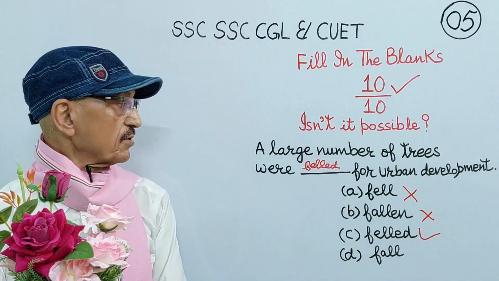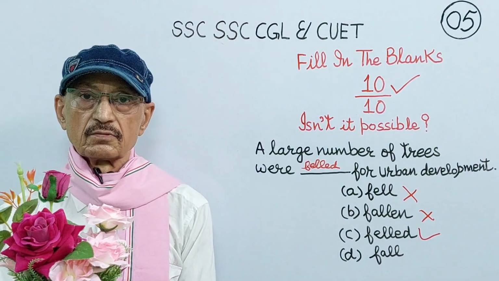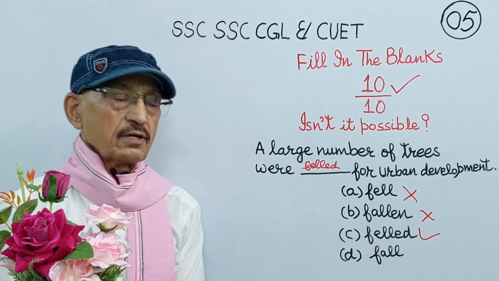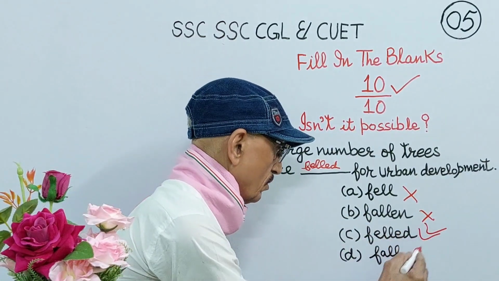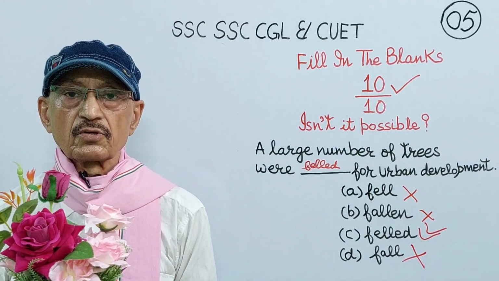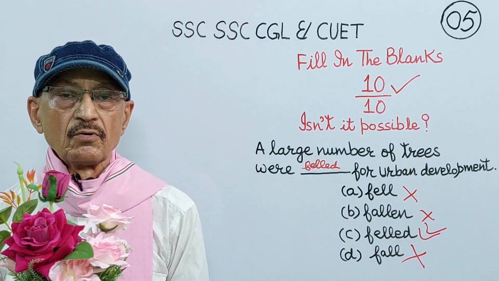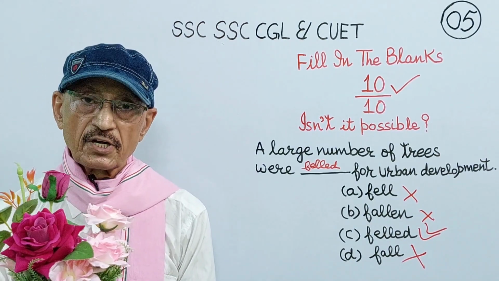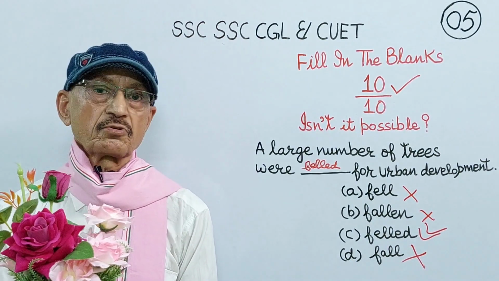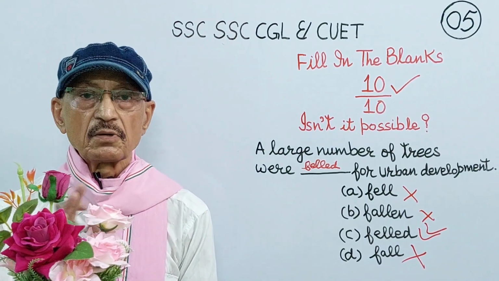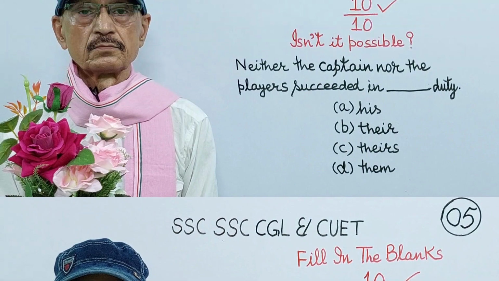A large number of trees were knocked down. So felled is a correct answer here, felled, this one. This is wrong for urban development. So this is a difference between fall and fell, when fall is a base form and fell is also a base form. But there is a difference between the meanings of these two.